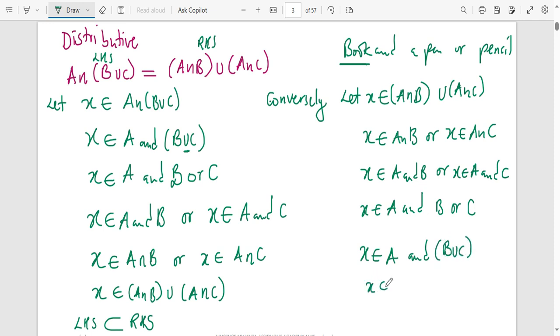And this will mean that X is going to be a member of A, intersection B union C. So you've seen we have gotten to the left hand side. This means that the right hand side which we started with is a subset of the left hand side. And we said if the left hand side is a subset of the right hand side and the right hand side is a subset of the left hand side, that means that the left hand side and the right hand side are equal. So it is important for you to write the last statement like that.